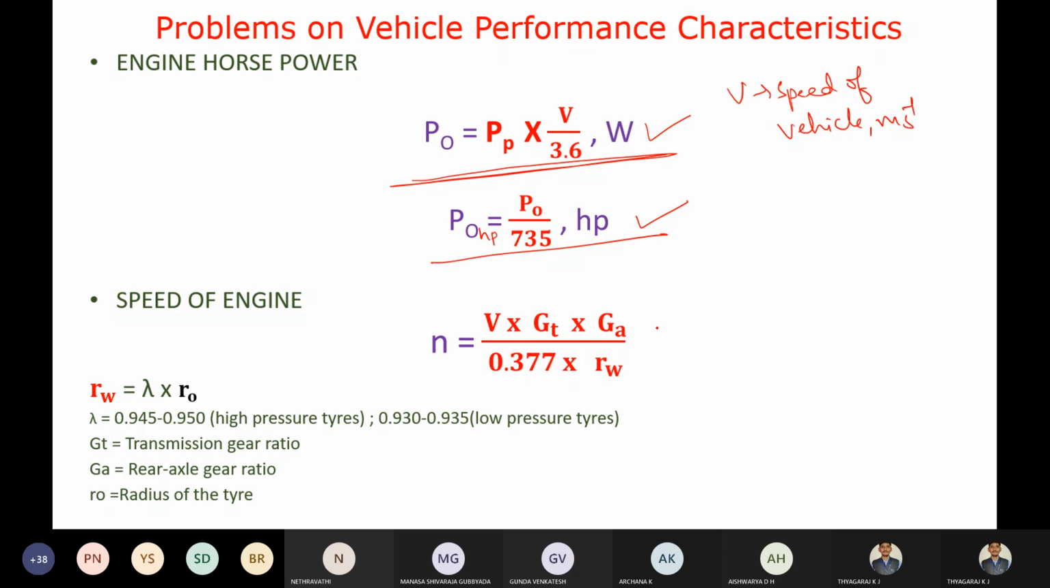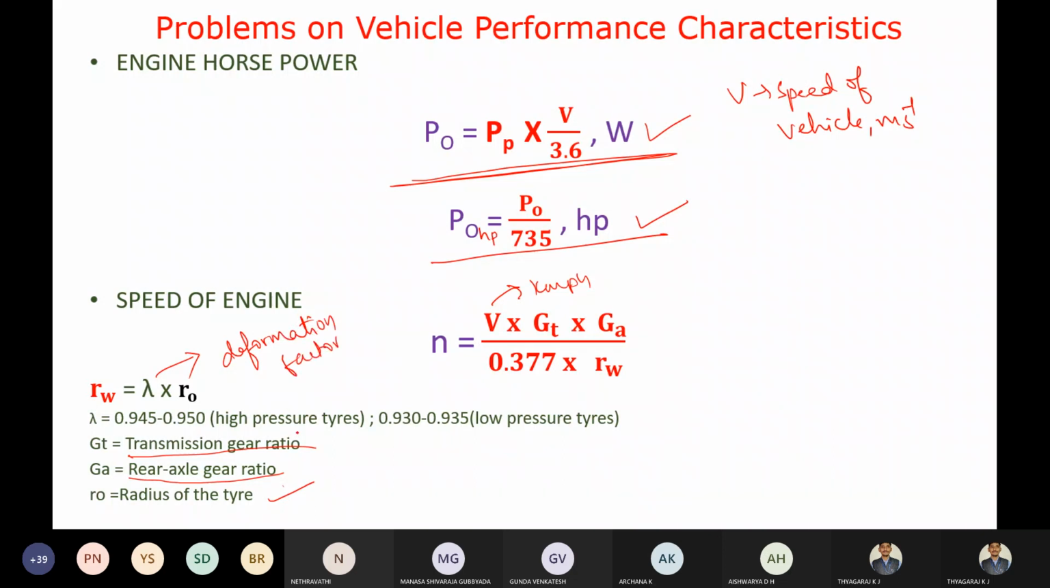Then the speed of the engine is given by this formula. V is the speed of the vehicle, as we all know, in terms of kmph. GT is the transmission gear ratio, which they are going to provide. GA is the rear axle gear ratio. R naught is the radius of the tire. Lambda is the deformation factor, which is based on the tire pressure.